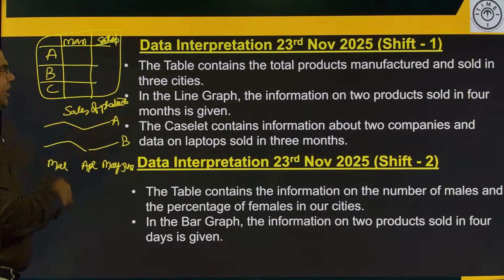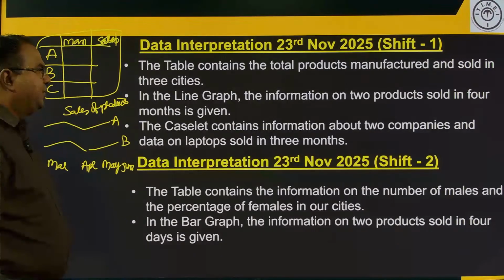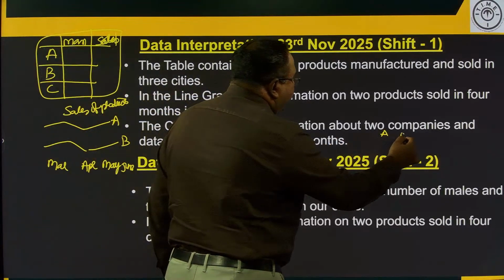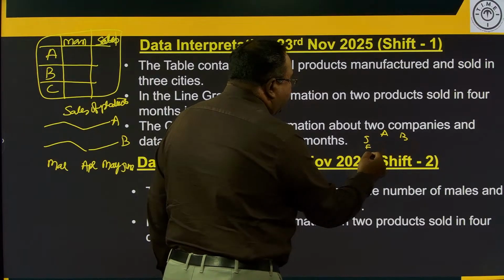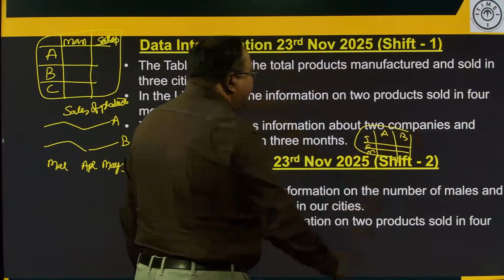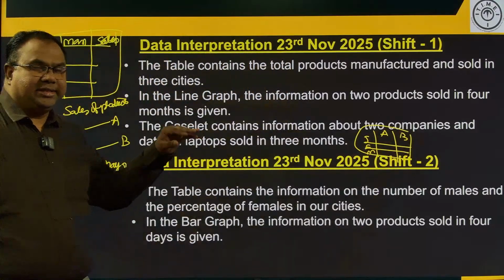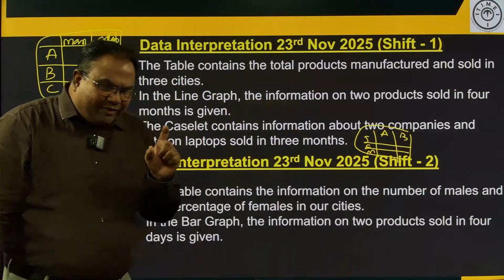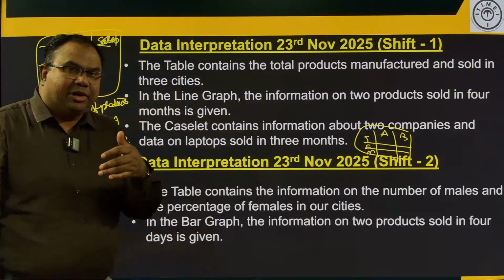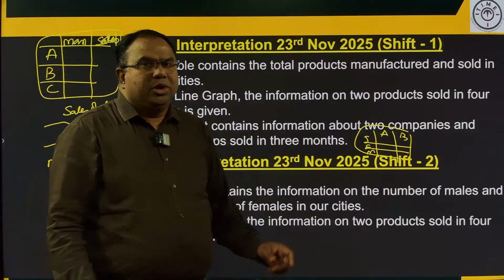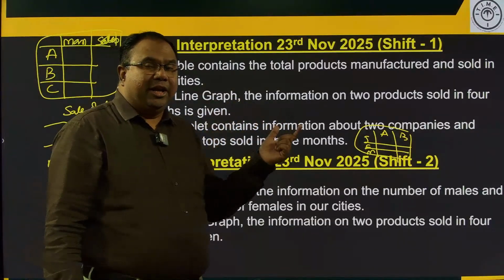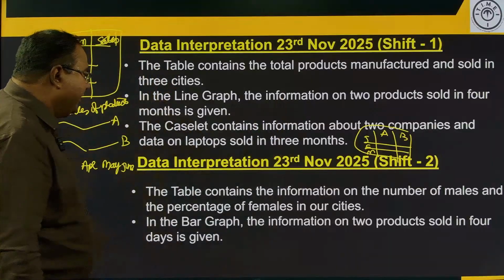If you look at the caselet, it contains information about 2 companies, data of laptops sold in 3 different months. So 2 companies A, B, 3 different months, January, February, March, and information of laptops sold in these 3 months in these 2 companies was given. So the caselet here, or the caselet before that we have discussed, was quite time consuming, right? It demands a little time, because if you miss out a link, the entire data will be missed. So these were little tricky questions, tricky kind of data given in the caselets on day 2 as well as the caselet given on day 1.